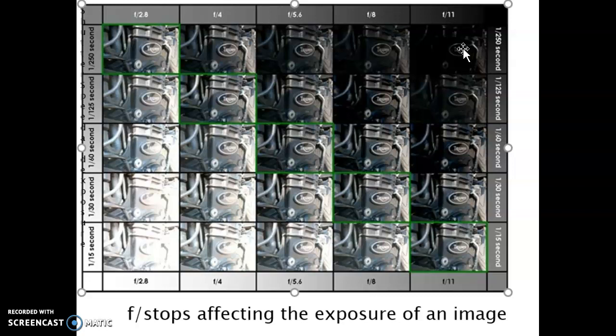Okay, so we're going to be spending a lot of time talking about this because there's going to be various combinations that you can create with f-stops and shutter speeds, and you can see along this diagonal line how to get a correct exposure.